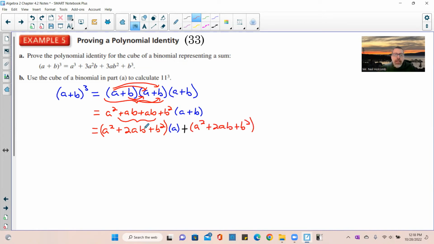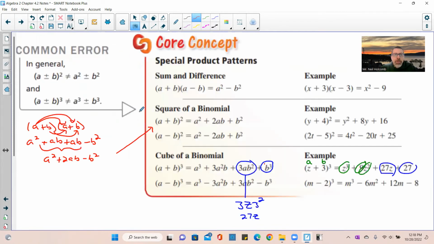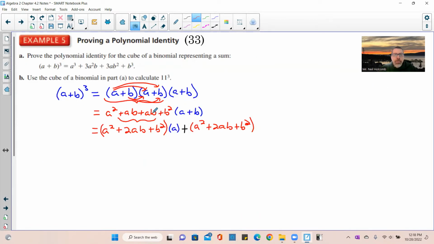And let me stop right there. Notice what we just did. (a plus b) times (a plus b) is a squared plus 2ab plus b squared. Well, that was right here. All right. So there's that proven. And now we multiplied this by a, and now we have to multiply it again by b. This is the distributive property. Okay. And now I'm just going to multiply through.